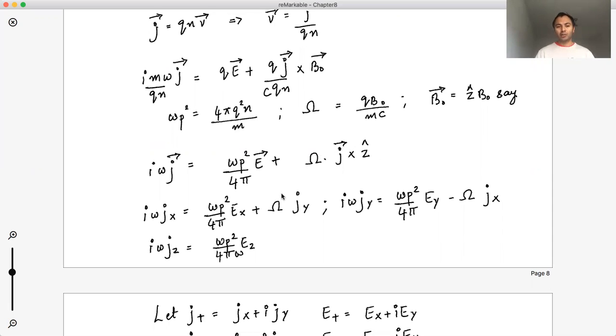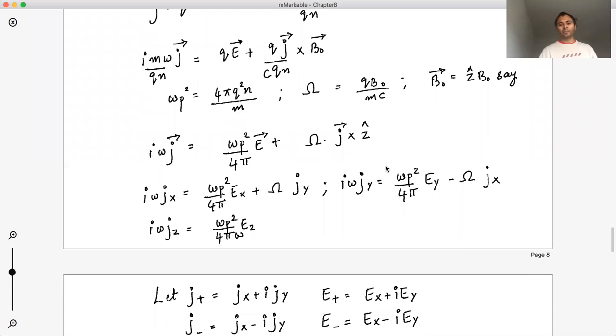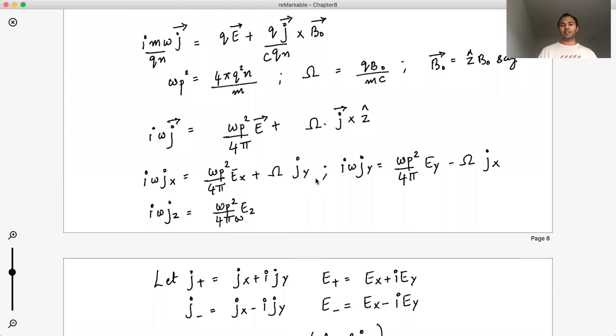but it's just more complicated because of this cross product here. So we can just write them out as the X component, the Y component, and the Z component of these equations. So we get three scalar equations, which are just decompositions of this vector equation along the three axes. And then you'll see that Jx is related to Jy, Jy related to Jx.